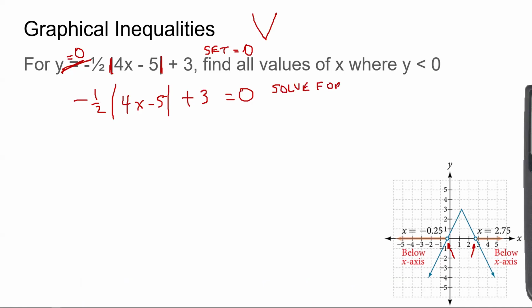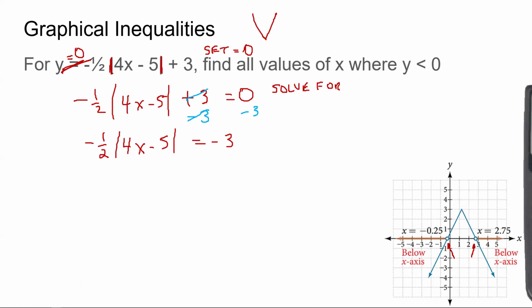And I see it's an absolute value, so I know I'm going to have to do this twice and consider both the positive and the negative cases. But no matter what, first thing I'm going to do is subtract 3 from both sides, just like always. And that'll give me negative 1/2, absolute value 4x minus 5 equals negative 3.